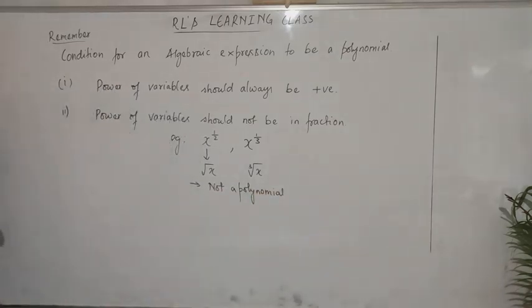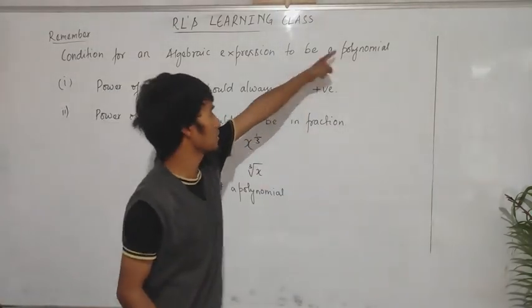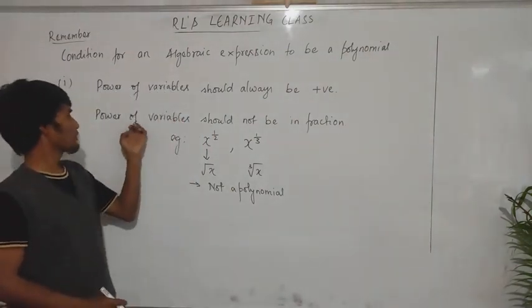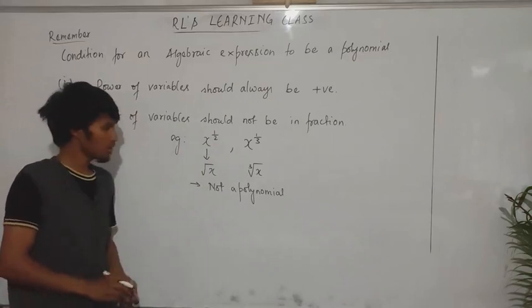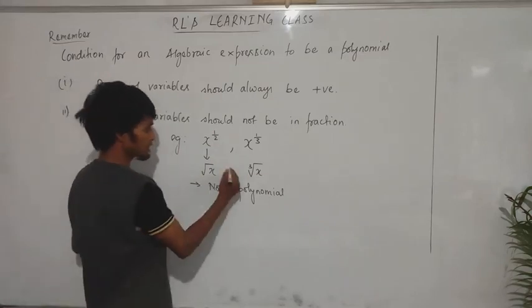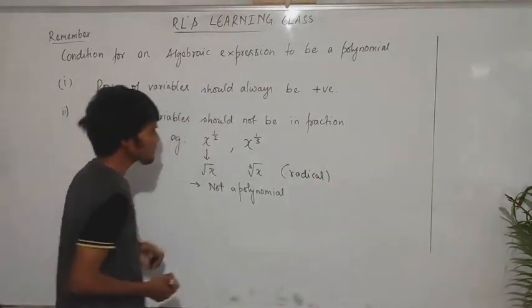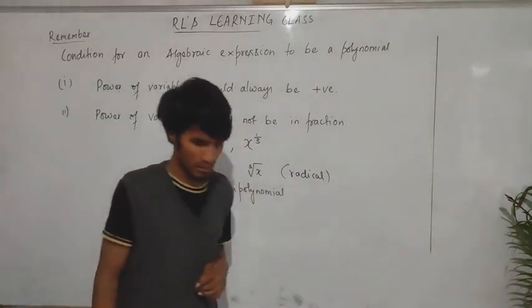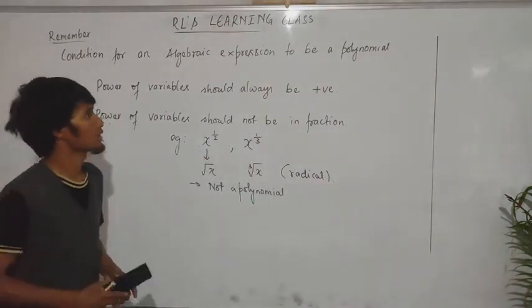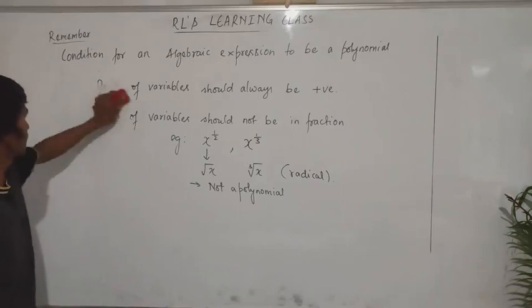Okay. Then the power of variable should always be positive, it should not be negative. If it is negative, then it's not a polynomial. The power of variable should also not be in fraction or in radical form. This will be called radical. These two things you have to keep in mind so that we can check whether the equation is a polynomial or not. Okay. Then we will come to next.